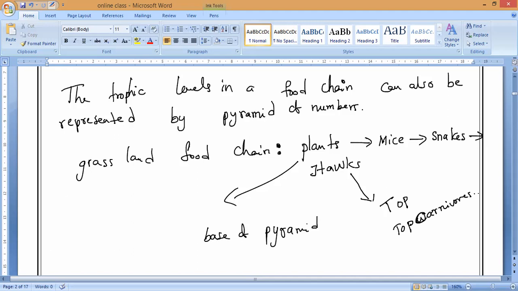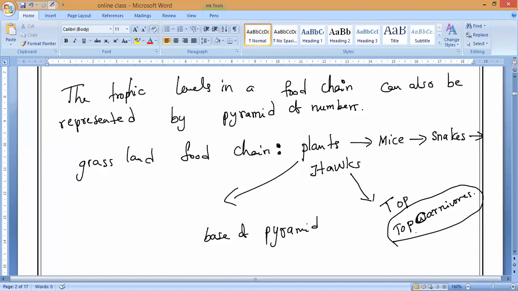Top carnivores. So based upon the number of trophic levels, we'll get a different number of pyramid levels. That is what we call a pyramid representation of food chains. If we take the top of the pyramid, it will be formed by the highest order consumers. That is what we call top carnivores. So in this food chain, it is hawks, guys.